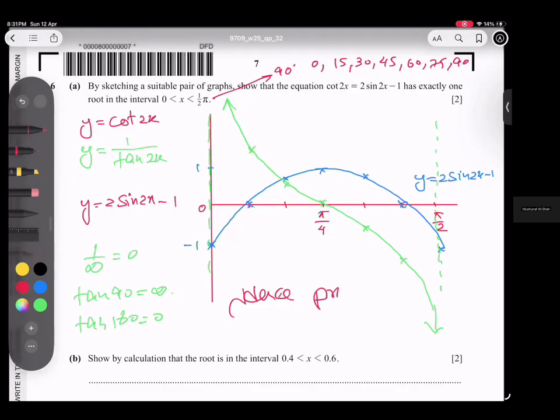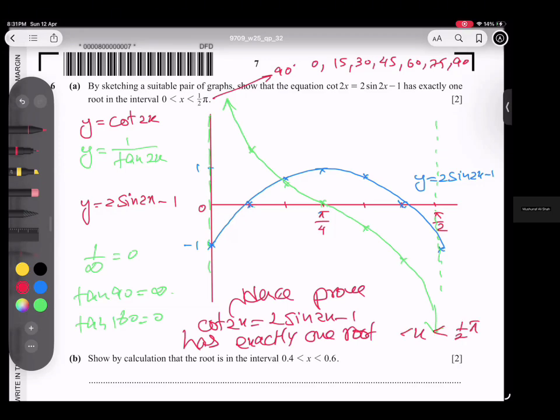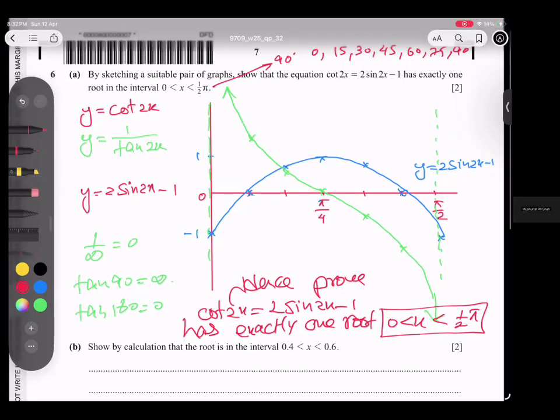Hence proved. So cot 2x equal to 2 sine 2x minus 1 has exactly one root in this interval. The interval is compulsory, student, make sure. If you do not write this interval, it is wrong. You must write this one. This part is very clear, and let's talk about the next part.